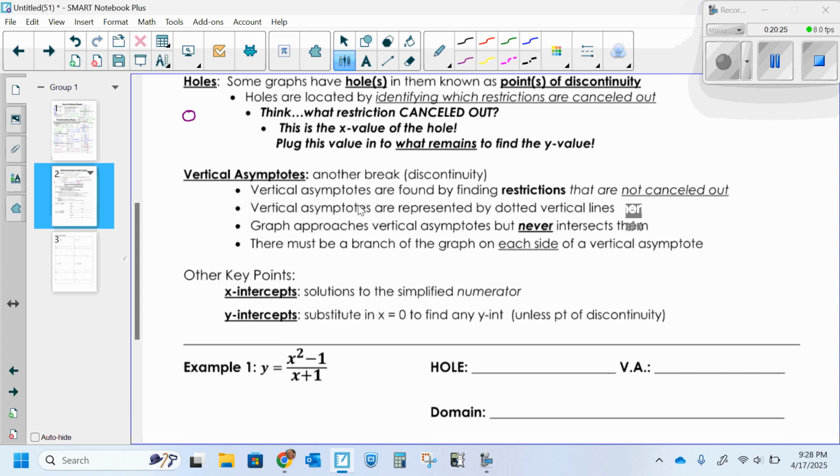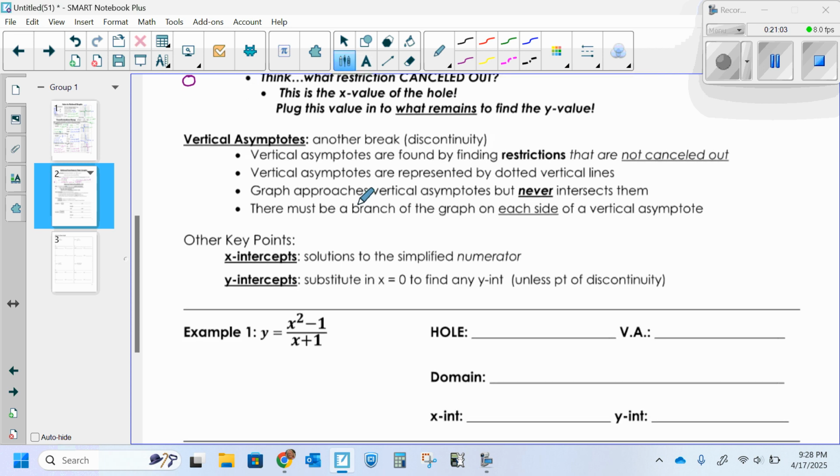These breaks in continuity, whether it's a hole or a vertical asymptote, it's very important that we know which is which. You can have multiple vertical asymptotes, you can have multiple holes, you can have some of each, but it's really important to understand the difference. A hole is when you have a canceled factor on the top and the bottom. Vertical asymptotes we just talked about, you can't cross them. And when we go to graph them, you must have a piece of the graph on the left side and the right side of every vertical asymptote. We're not graphing in this video, but that's just a little tidbit of information.